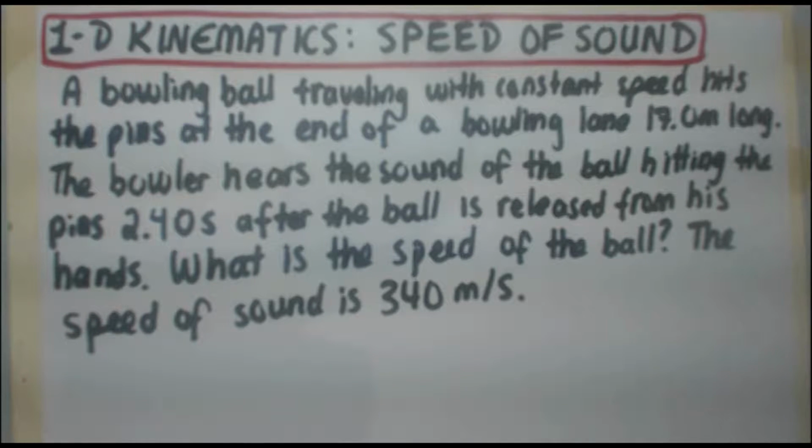A bowling ball traveling with constant speed hits the pins at the end of a bowling lane 17.0 meters long. The bowler hears the sound of the ball hitting the pins 2.40 seconds after the ball is released from his hands. What is the speed of the ball? The speed of sound is 340 meters per second.